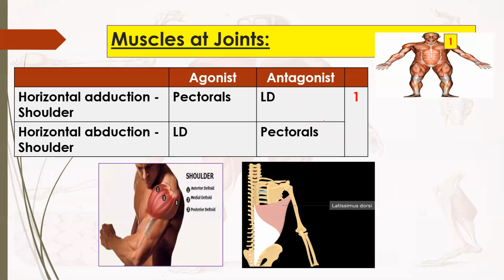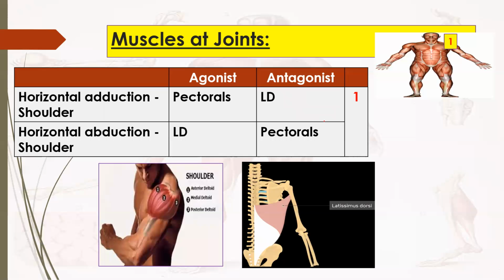Okay, and then we're looking at horizontal adduction of the shoulder. So horizontal adduction of the shoulder. Take a second to think about what that movement looks like. So adduction, movements coming back towards the midline of the body.